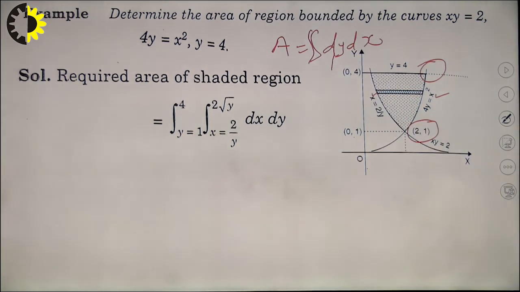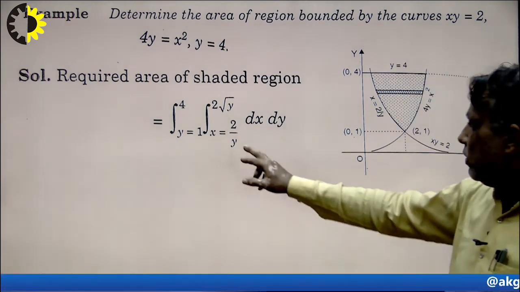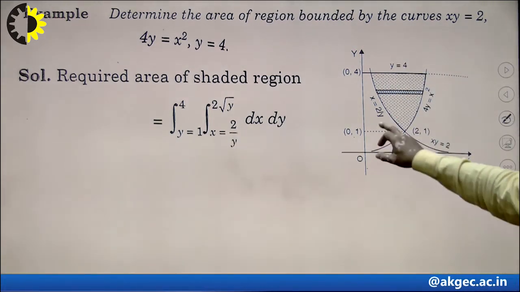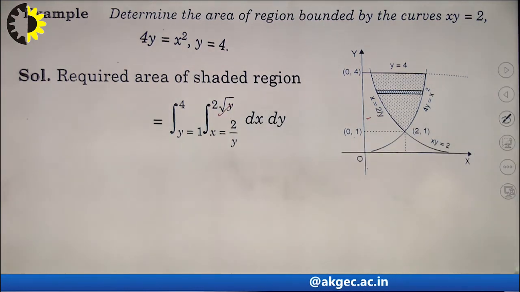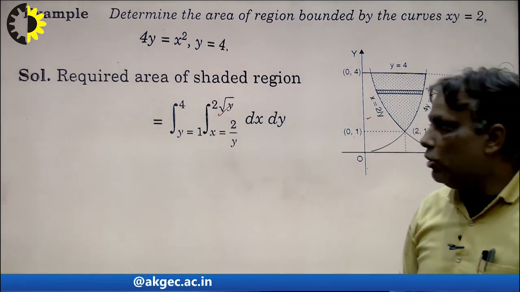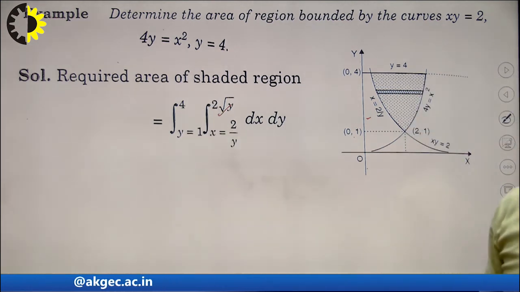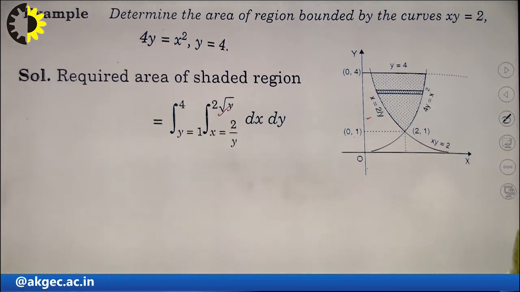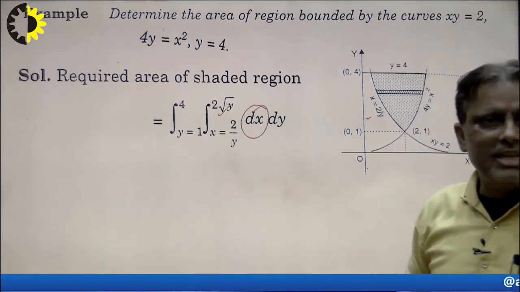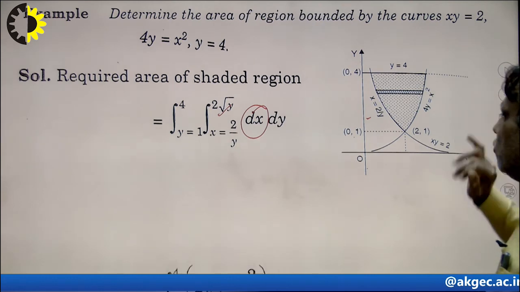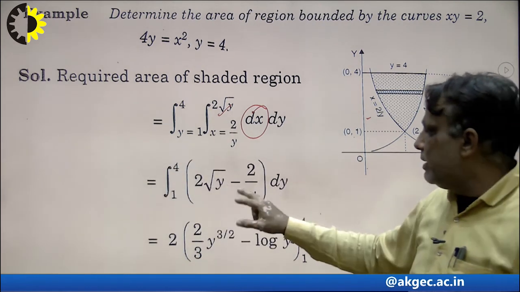We see which will be the limit of x and which will be the limit of y here. The lower limit is x = 2/y, and the upper limit comes from the parabola. Because the strip is parallel to the x-axis, the limit of y will be 1 to 4, as I explained just now. Now how to solve: first of all, the integration of dx will be x, upper limit minus lower limit. So what will be the conclusion here? 2 root y minus 2 upon y.